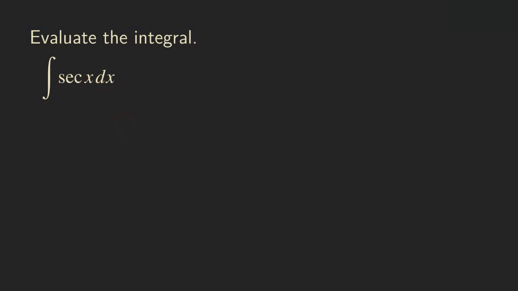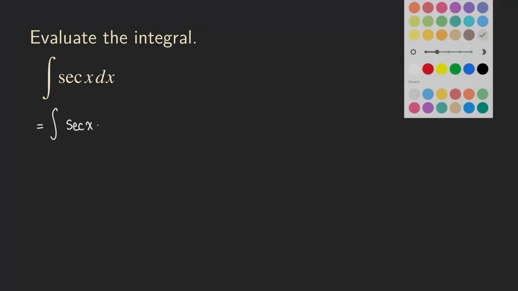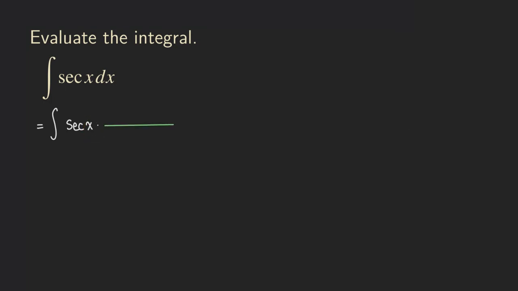So first, for the secant function, what we want to do is multiply the secant function by something so that we'll turn it into a different form. Because right now, if you just look at the secant function right here, we don't really have anything to work with, as you can see here. So what we are going to do is multiply the numerator and the denominator.